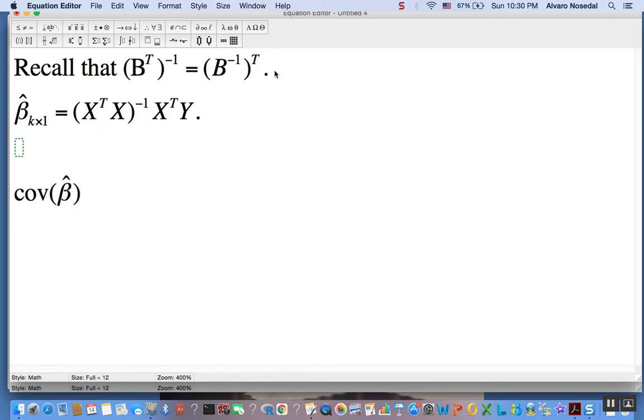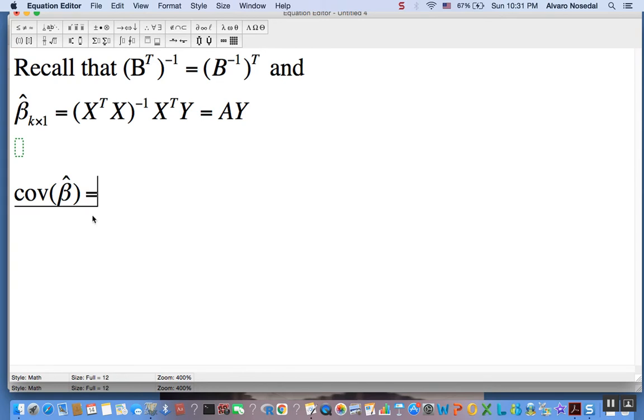So let's take a look at that expression. We know that we would like to use our proposition, the one we just showed. So if we think about X transpose X inverse X transpose as a matrix A, then beta hat is just A times Y. Matrix of constants, that's important, right? Times the random vector Y. Okay?